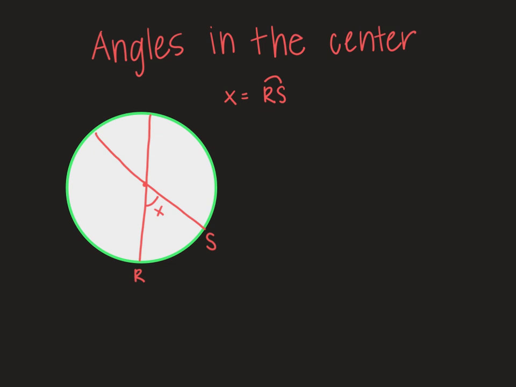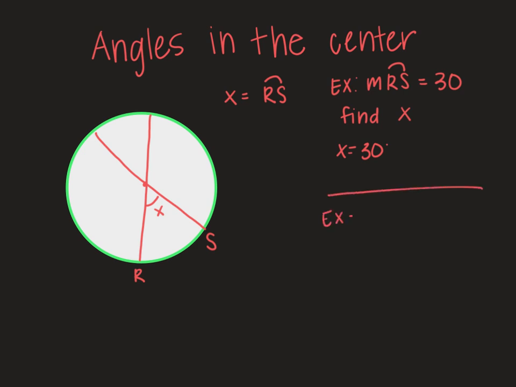So I can actually do this backwards or forwards. For example, if I knew the measure of arc RS was 30 degrees, find X. X would equal 30 because the arc and the X are equal to each other. I can also do this backwards. For example, if X equals 70 degrees, find the measure of arc RS. Well, the measure of arc RS would equal 70 because these are equal to each other.